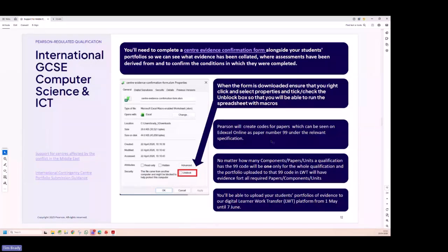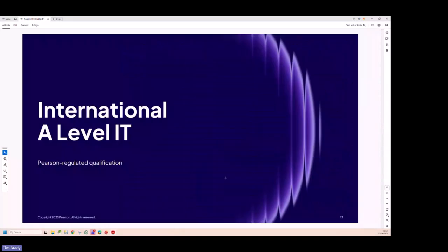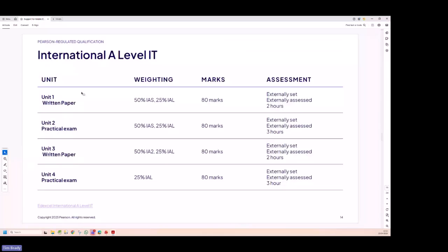The International A-Level IT is a 4-unit qualification, and it's modular. The first 2 units comprise the International AS level, IAS, on this slide. And you can see that Unit 1 and Unit 2 are 50-50 for that. And that would normally, in a normal 2-year delivery program, be taken in year 1. Unit 3 and Unit 4 might then follow in year 2. Unit 1 and Unit 3 are standard written papers. Unit 2 and Unit 4 are practical exams.